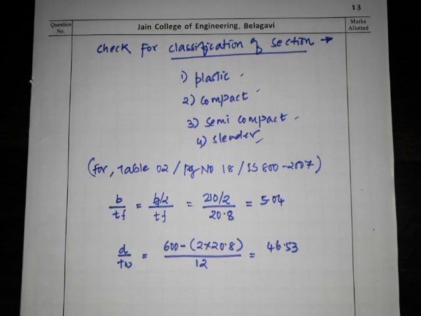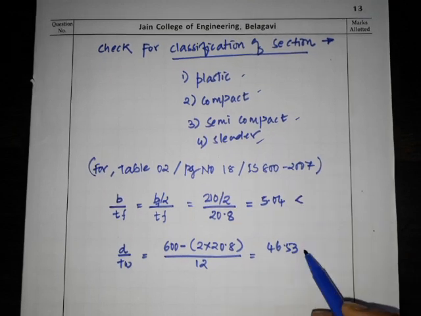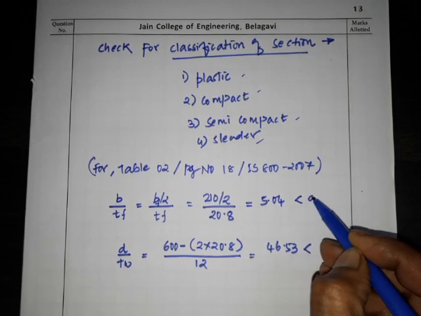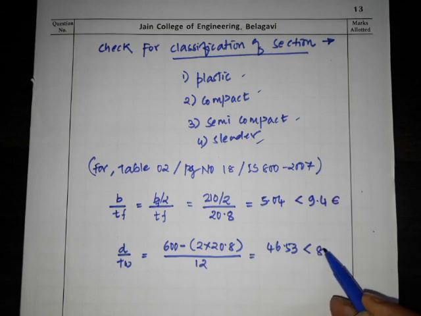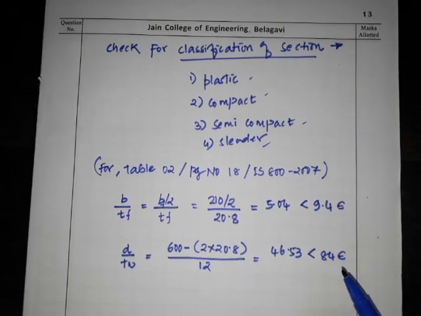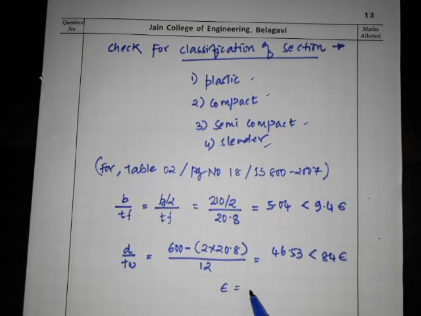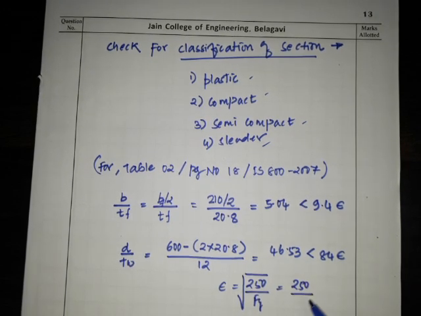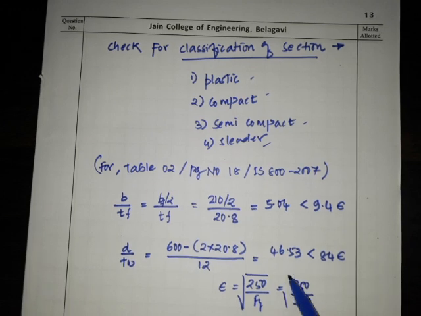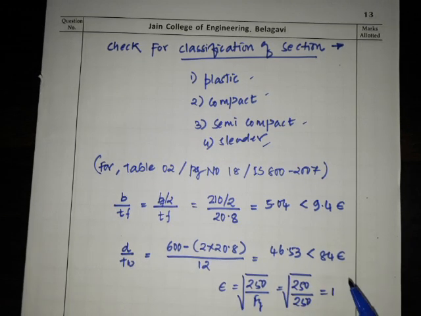Understood? These two are less than 9.4 epsilon and 84 epsilon. So what is the value of epsilon here? The value of epsilon is square root of 250 divided by Fy. So 250 divided by 250, square root, we get 1.